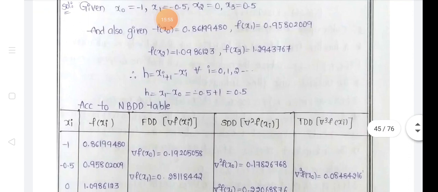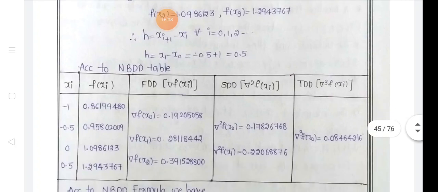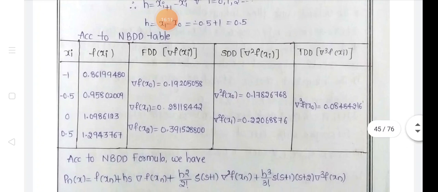According to Newton backward divided difference table: xi, f of xi, first divided difference, second divided difference, third divided difference. Xi values: minus 1, minus 0.5, 0, 0.5.